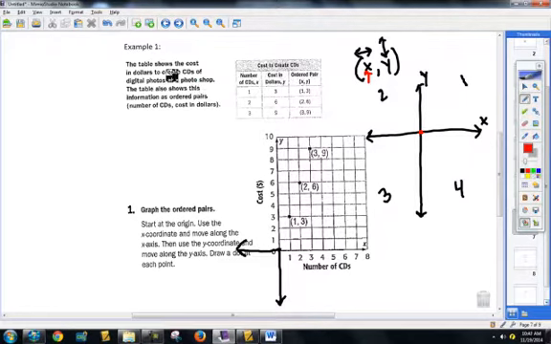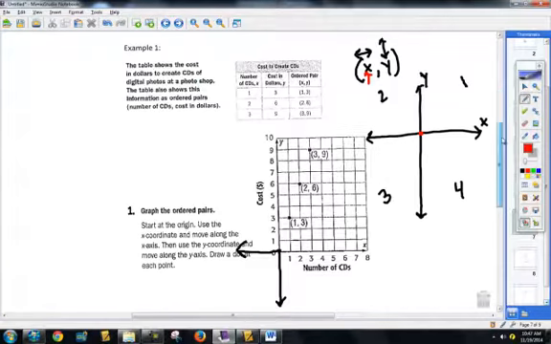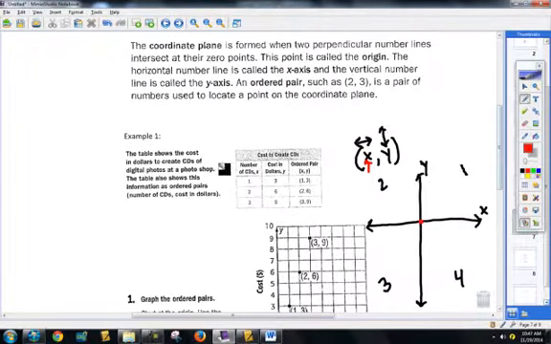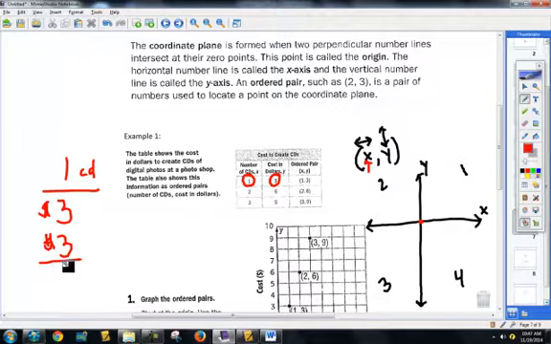You can see this table right here. Actually, you can read that, but it's kind of what I just summed up. The table shows the cost in dollars to create CDs of digital photos at a Photoshop. The table also shows the information as ordered pairs. Basically, it gives you the number of CDs and the cost of those CDs. So it's just a ratio, guys. It's one CD for every $3, or you could write it as $3 for one CD. Make sure you're writing this. That's all it's saying.